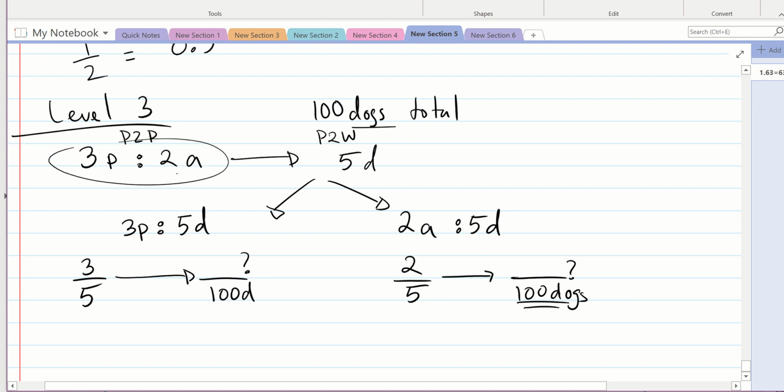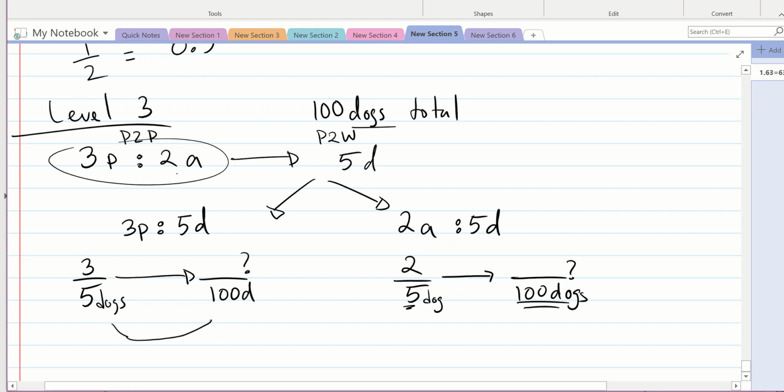And why does it go in the denominator? Because this 5 represents a group of dogs. We don't know how many puppies there are in total. We don't know how many adult dogs there are in total. That's why the top is blank.